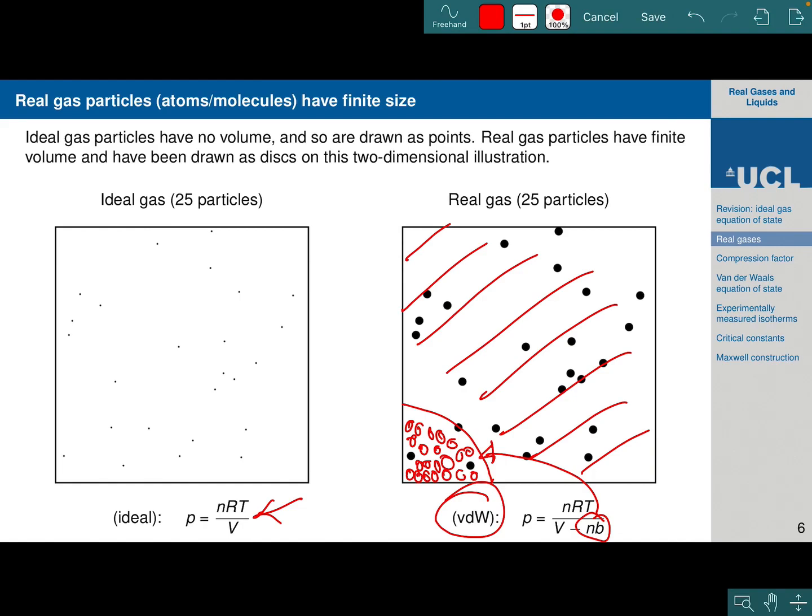So you can see that the denominator of this equation here, which was just the volume in the case of the ideal gas equation, has now been reduced, right? So the volume V has been reduced by this amount, n, which is the number of our particles, times b. Well, in fact, n will be the number of moles and b will be the volume per mole.